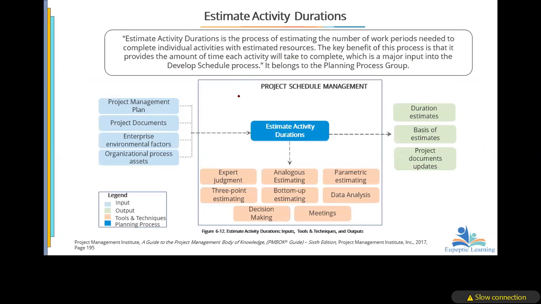Estimate activity durations. We need to look at the duration. So to estimate activity duration, what is the activity duration? Based on expert judgment, 3-point estimating. You know the 3-point estimating. 3-point estimate is where we look at the optimistic, the most likely, and then the pessimistic.